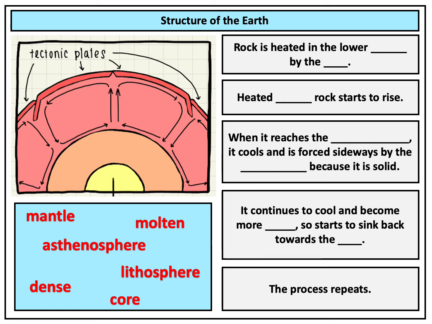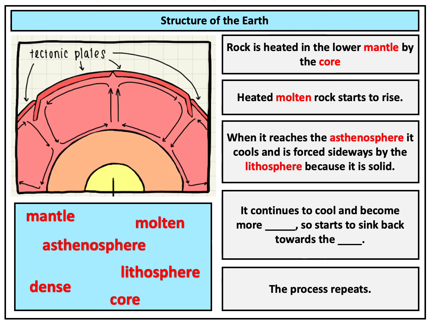Right, so, first box, rock is heated in the lower mantle by the core. So remember, the core is the most dense part and it is the hottest part of the earth. So that heat, the radioactive heat, is giving off heat and that is then heating the mantle. So the rock is heated in the lower mantle by the core. And then because, remember, the mantle is molten rock, that can then start to rise. When it reaches the asthenosphere, it cools and is forced sideways by the lithosphere because it is solid.